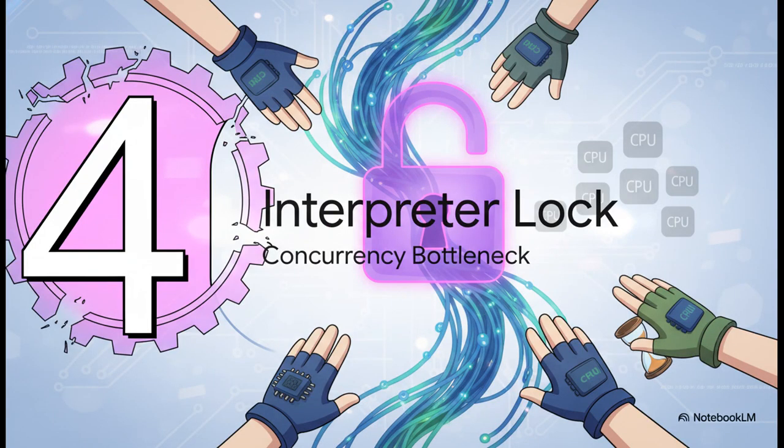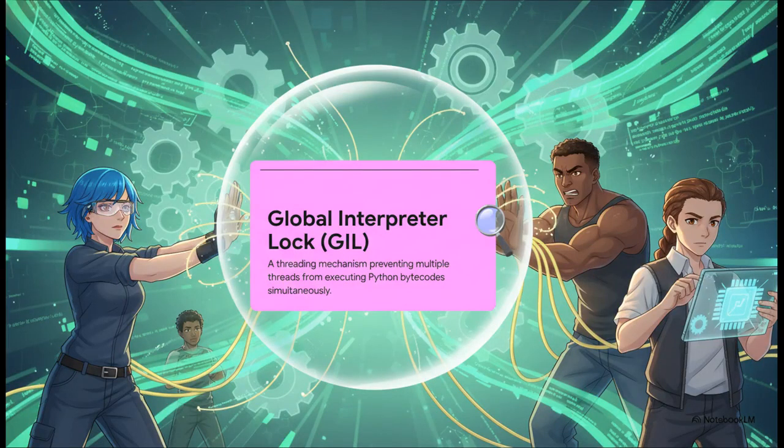Let's jump to section 4, the global interpreter lock and the concurrency bottleneck. Okay, it's time to talk about the most infamous component of the Python engine. We're talking about the GIL, the global interpreter lock. The GIL is a threading mechanism that physically prevents multiple threads from executing Python bytecodes at the exact same time.